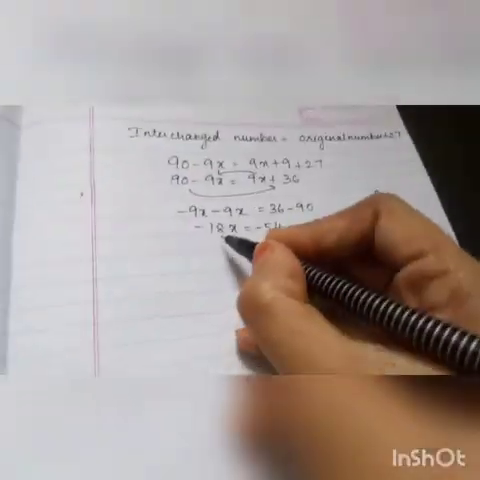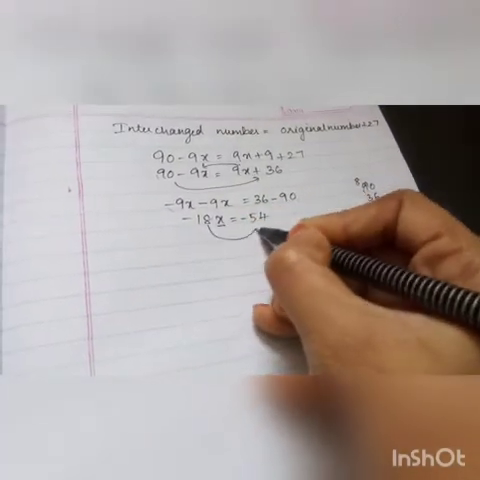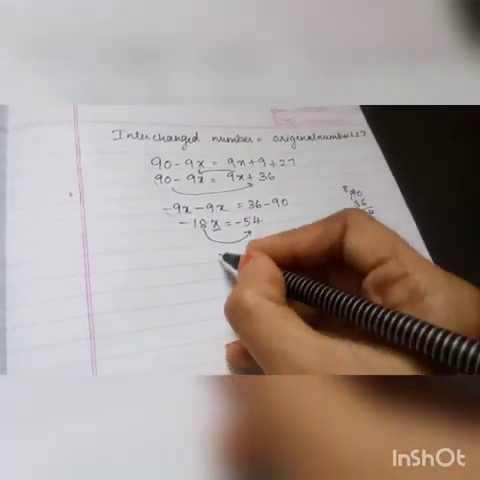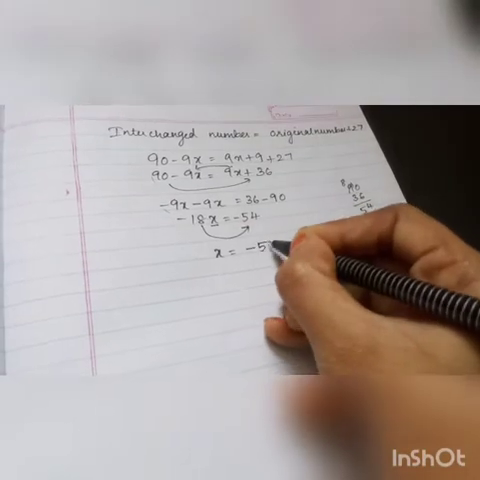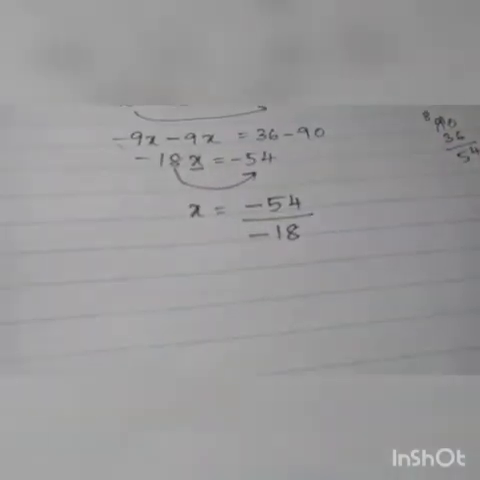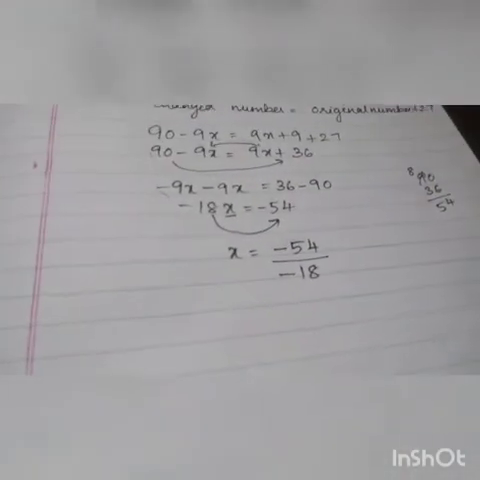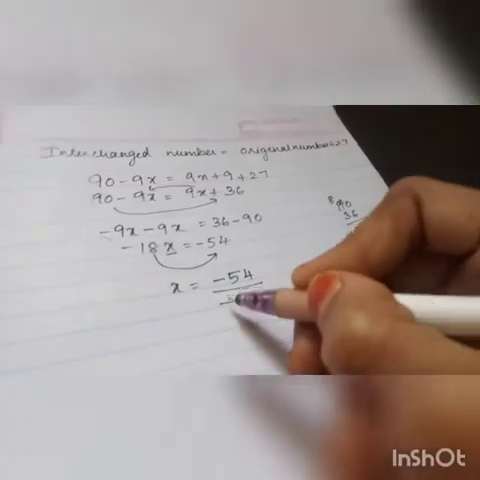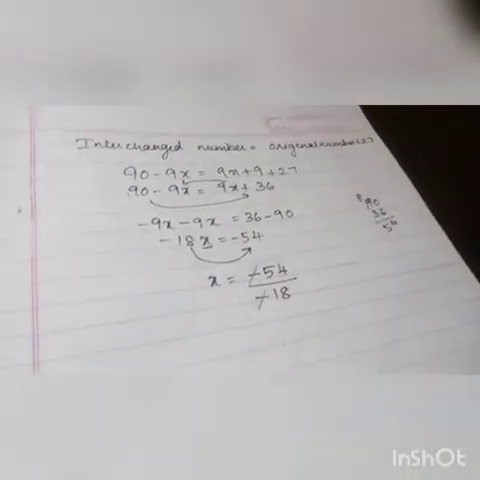Now I want only x. So shall I bring this minus 18 towards that side? Yes. So x is equal to minus 54 divided by minus 18. Is it correct? Minus 18, minus 54. Okay. Now shall we cancel this? Minus minus we can cancel, right?